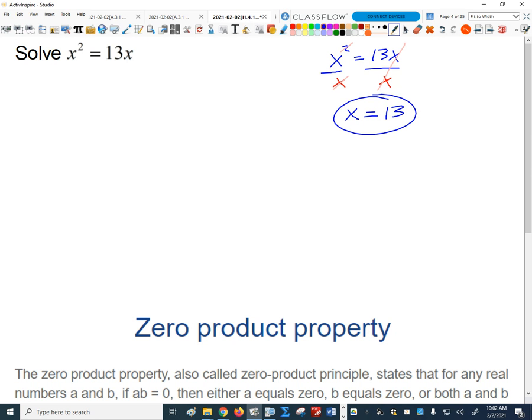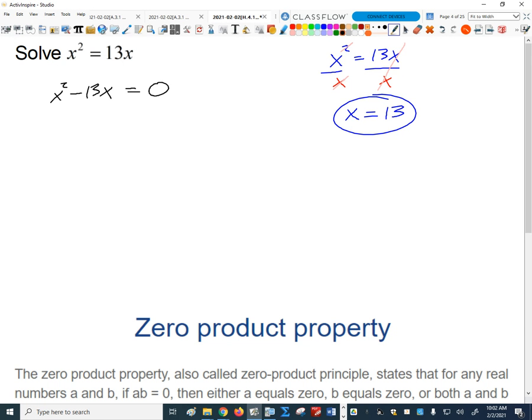I'm going to go back and try it the other way too. What happens if I subtract the 13x from both sides? I get x squared minus 13x equals 0. Okay, that looks like more work. What do I have to do next? Let's see, Maria, that was your idea. What do I do next? I don't know.